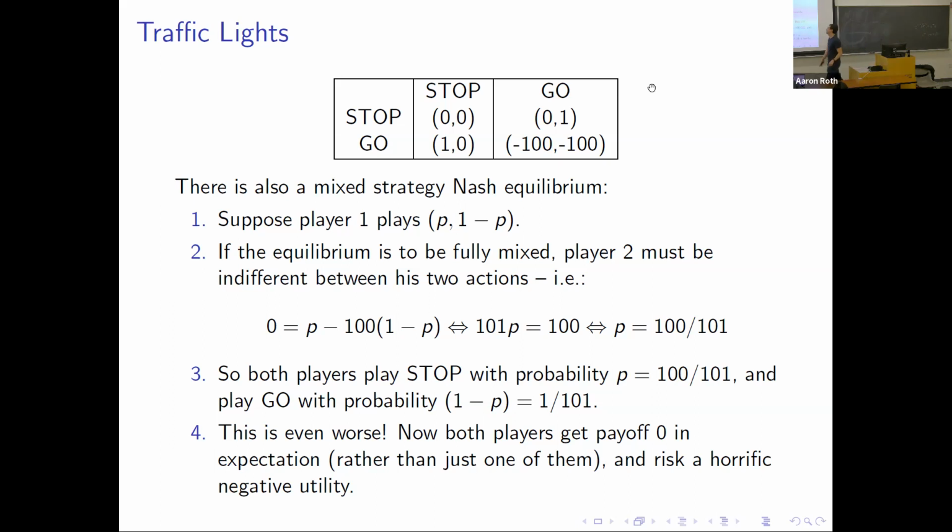But in this mixed strategy Nash equilibrium, first of all, both players have expected payoff 0, right? Now things are symmetric at least. Both players get the same expected payoff, but it's not 1, it's 0. And it's 0 because there is a non-trivial risk of huge negative utility, right? What we're seeing here is basically just a failure to coordinate.